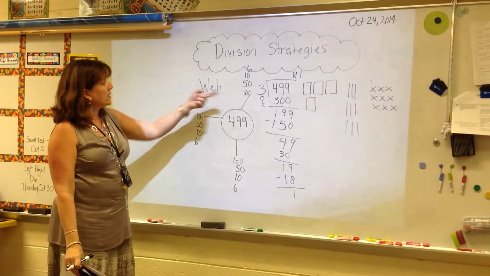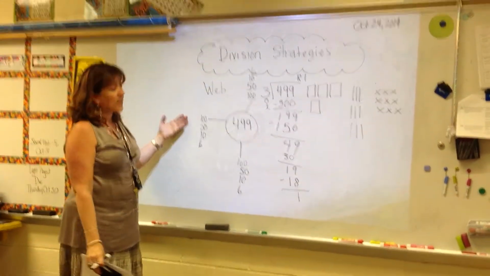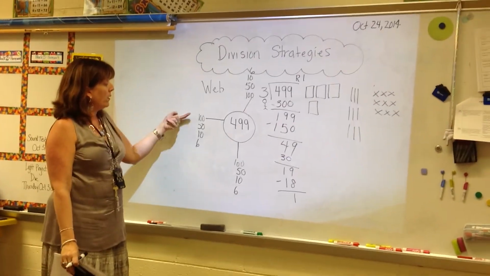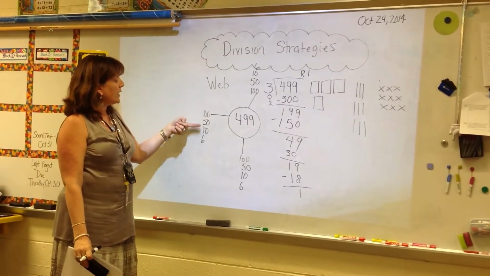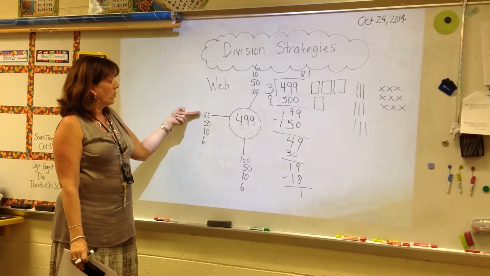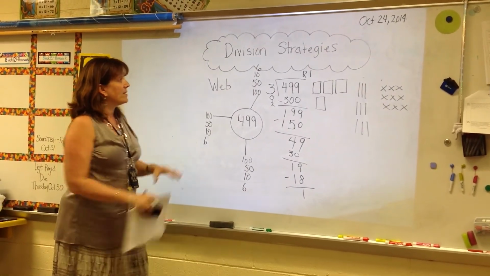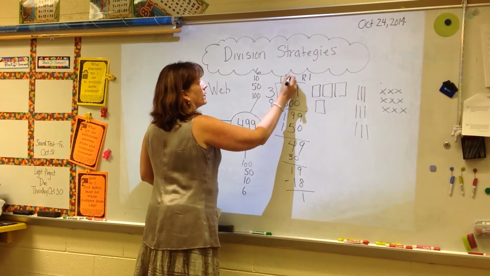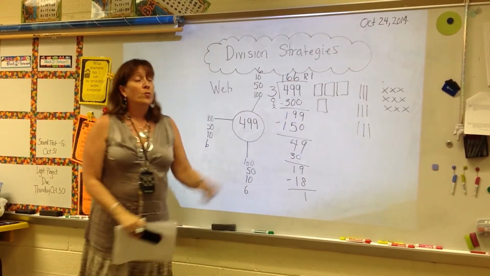Now we can clearly see what each group has. They all have the same number, so we're just going to pick one of them. We have 100, a 50, a 10, and a 6. 166 is our quotient with a remainder of 1.